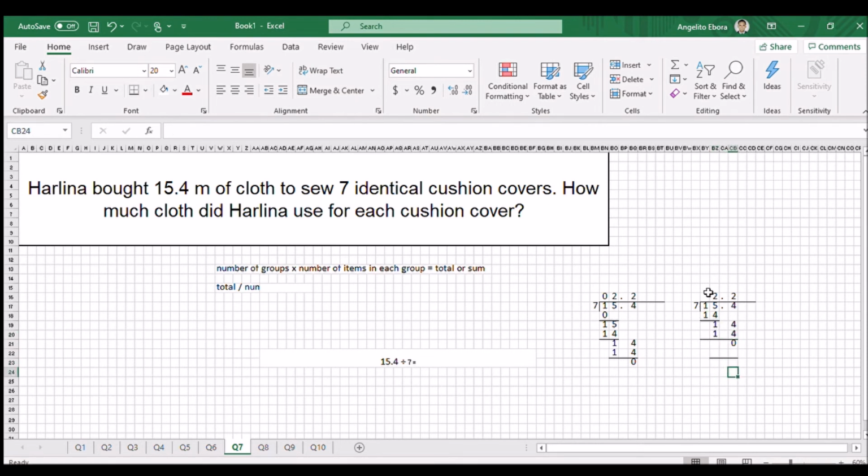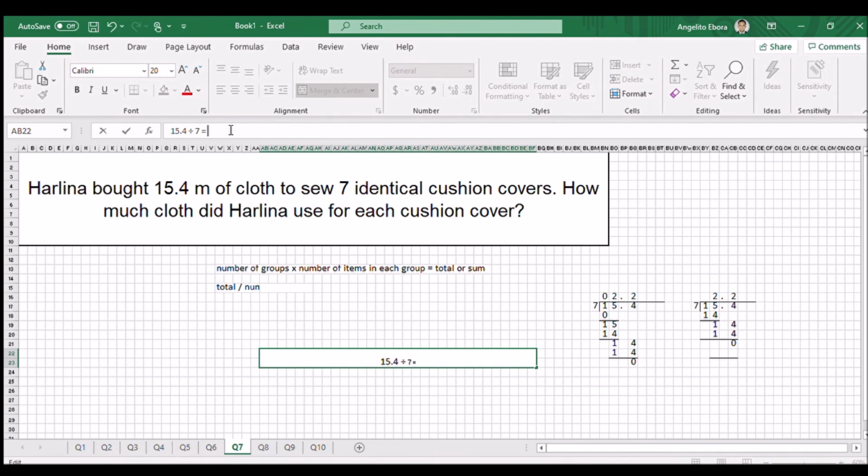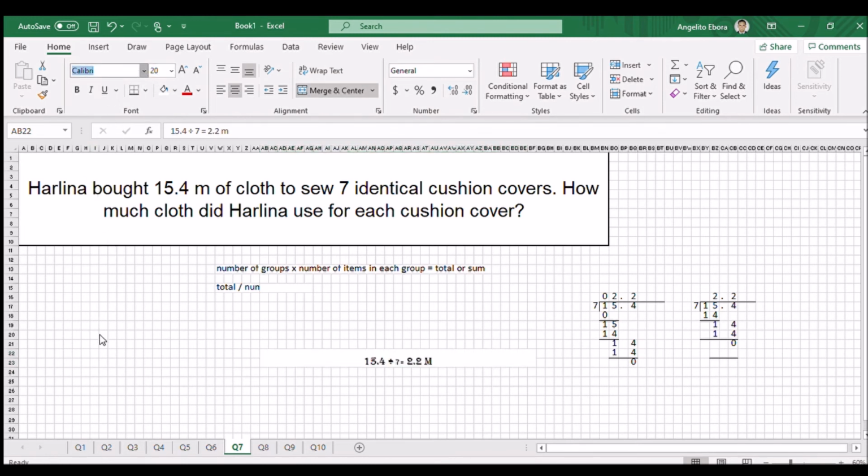Okay, so 2.2, they are the same. They're equal. So the answer is 2.2. What do you think is the unit here? The unit is meters. Okay. Right. So the answer is 2.2 meters.